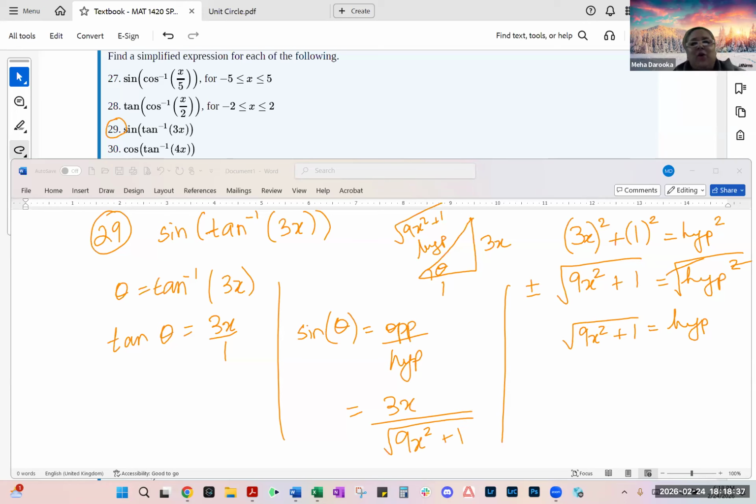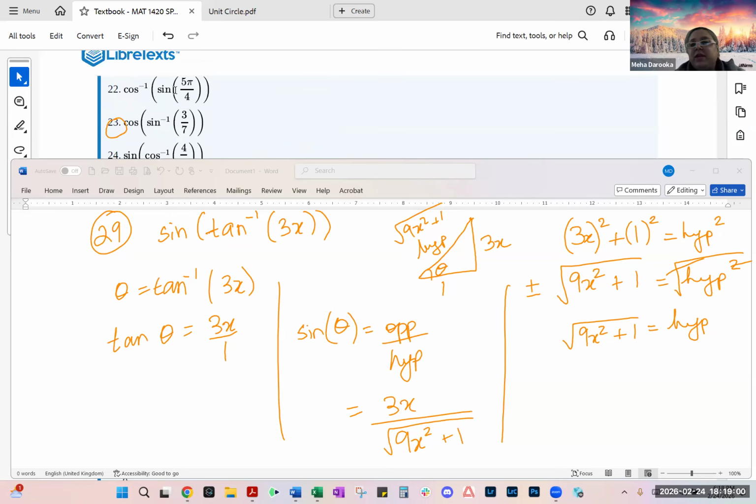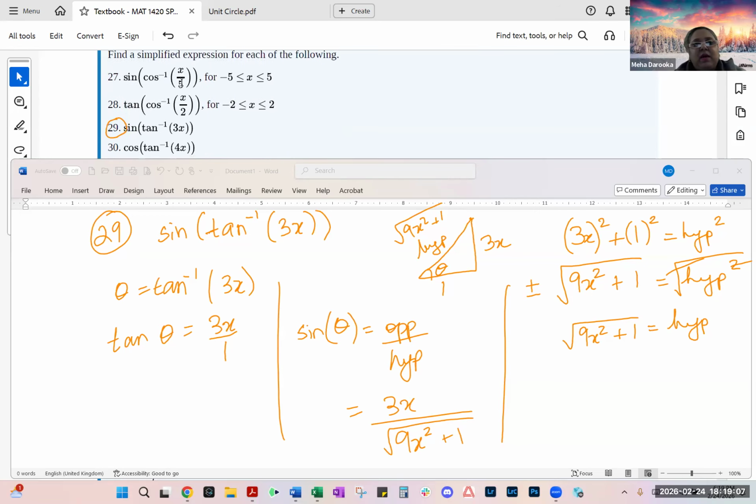So I hope you're seeing a theme over here. If the inside function is the tangent inverse function, in both examples that we did, 25 and 29, you will see we went to the right triangle, because that makes it easier to solve. But if you look at the other examples where you had sine and cosine inside or out, then you can actually use the Pythagorean identity method to help you solve that. Once you start recognizing these patterns, you will start remembering which process you need to use.